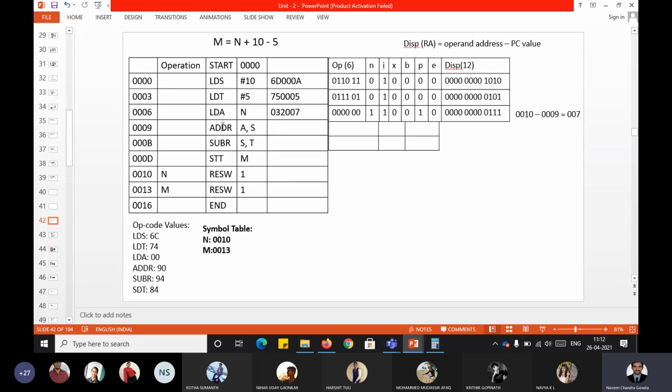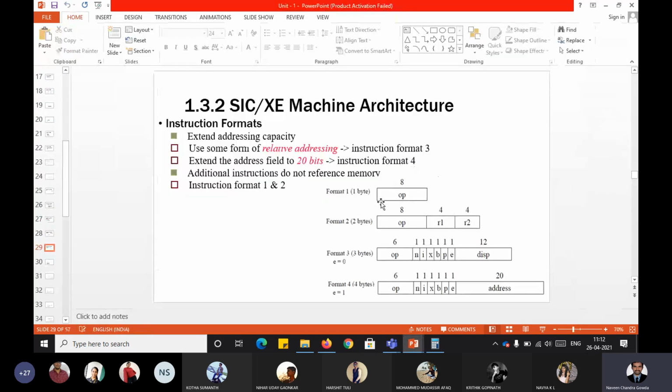Now what is the opcode here? It is ADDR. What is the opcode of ADDR? ADDR is 90, so you have to write it as 9. How to write 9? 1001 is 9, followed by 4 zeros. I have to write all 8 bits, my dear. Keep in mind, no need of neglecting anything, because in format 2 the size of the opcode is 8 bits.